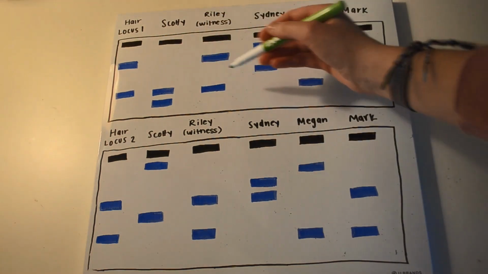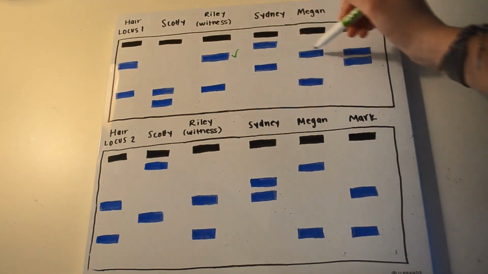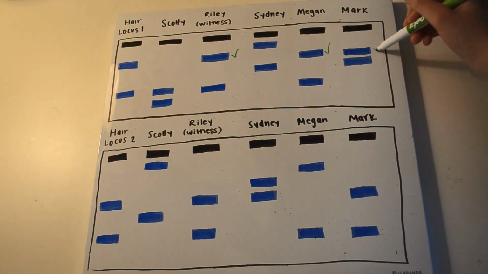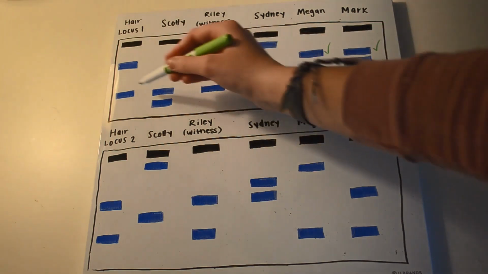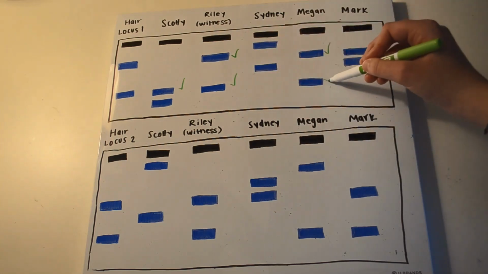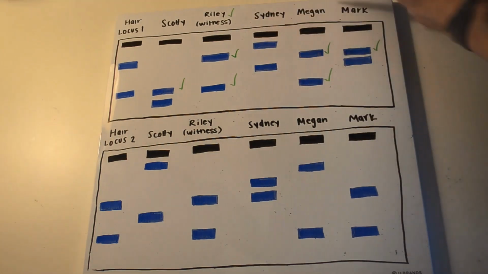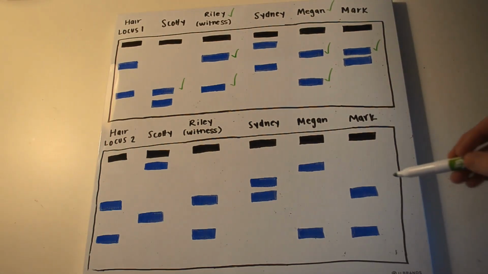So starting with the first band, we can see that Riley, Megan, and Mark have matching bands. The second band, Scotty, Riley, and Megan match. So looking at our results, we can see that both Riley and Megan matched the hair at locus 1.